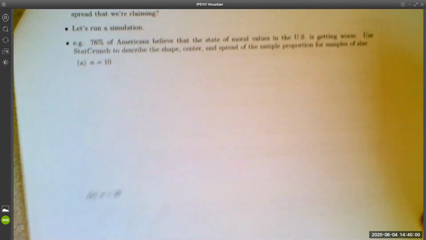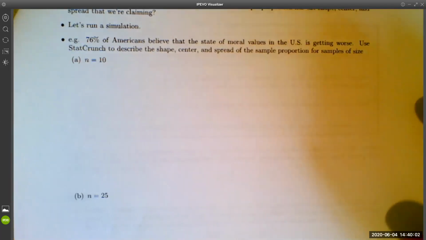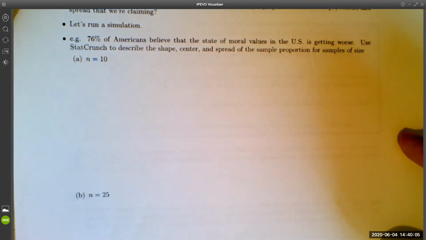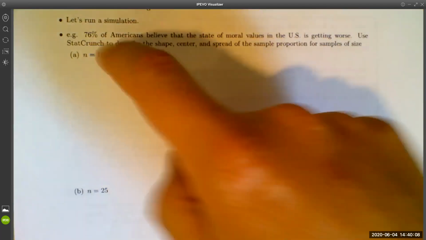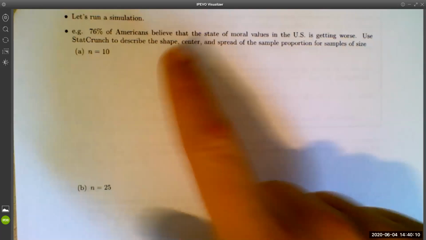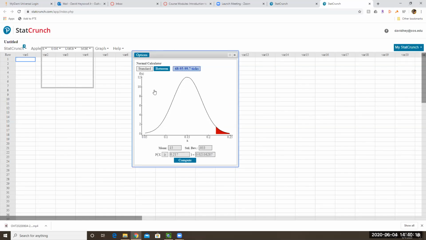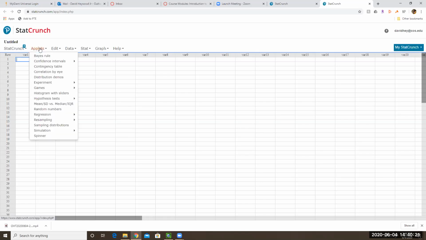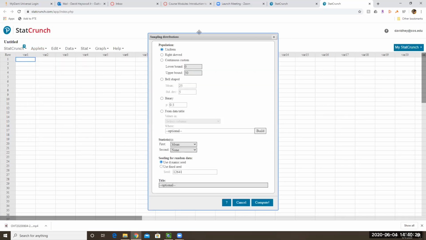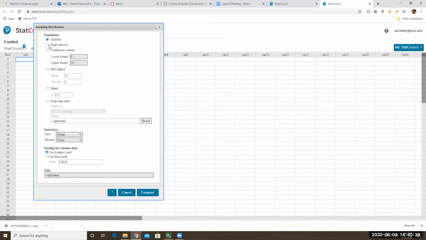To convince you that the stuff I'm telling you really is true. So let's do what we did in the previous section and run some simulations, and we'll look at various different sample sizes to see what happens to the shape, center, and spread of the distribution. So I'm going to take you to StatCrunch and run some simulations. I'm going to go to applets, and then again, you don't have to follow along with this unless you want to.